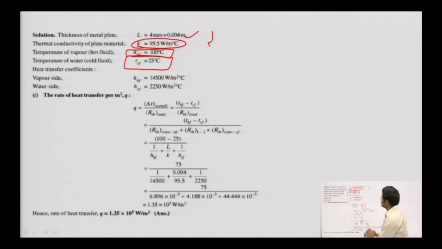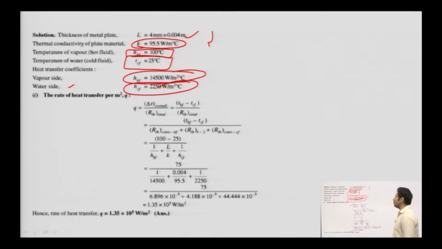The heat transfer coefficient of the vapor side: when the heat first encounters, the first thing that comes in is the vapor side, and the vapor side has the heat transfer coefficient of this value. It's a good value because it's hot. And when the heat comes out of the metallic body, it encounters the thermal convective resistance of the water, and the value is 2250 watts per meter square degree Celsius.